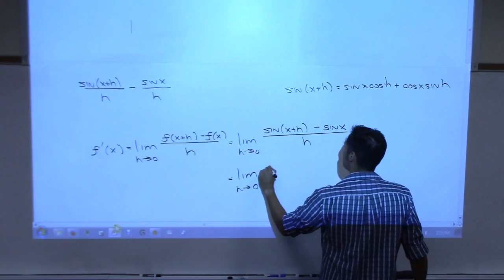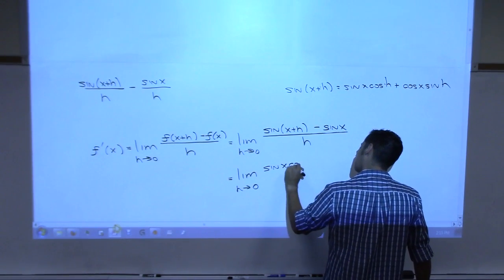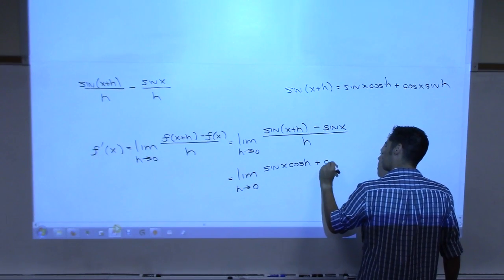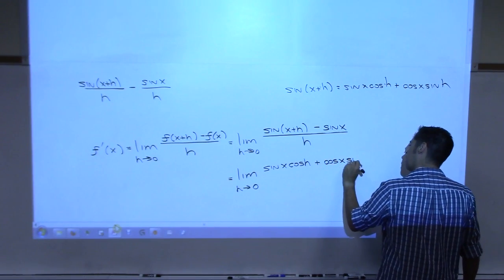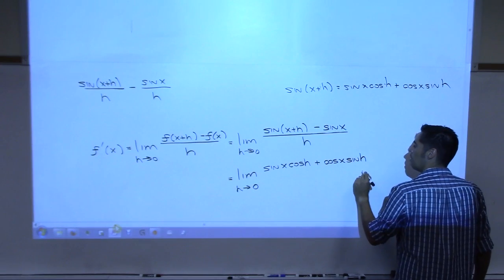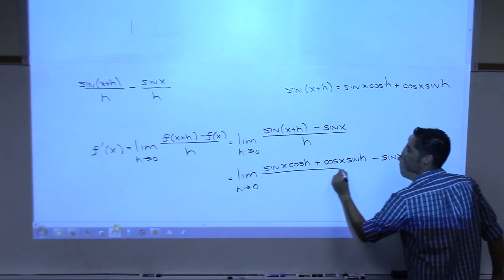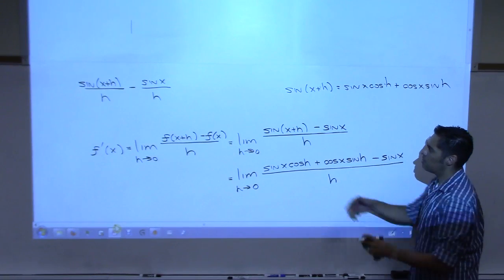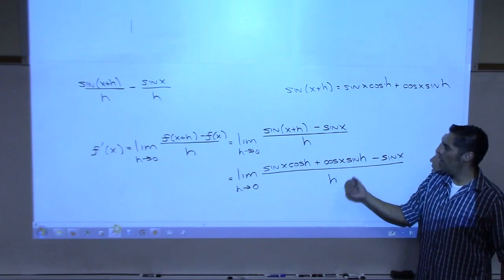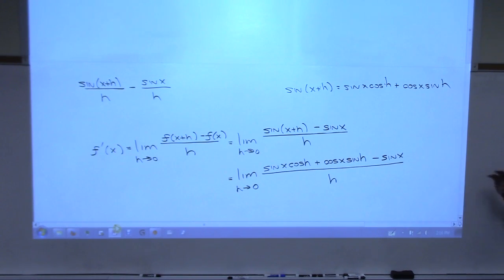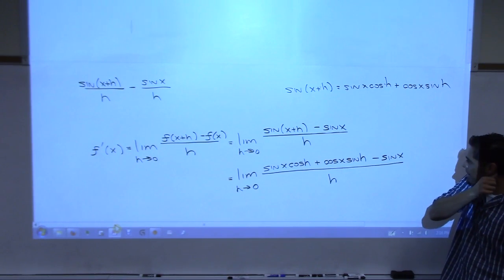This becomes sine x cosine h plus cosine x sine h, minus sine x, over h. So there's your addition formula, and then there's the minus sine x sitting there. Now you may look at that and think, wow, that looks so much more complicated now. But you do have some good things happening here.